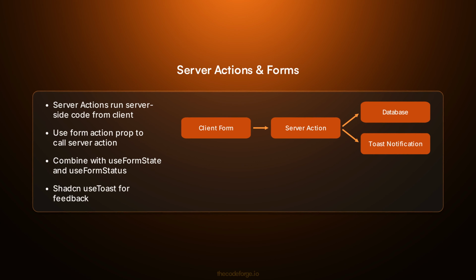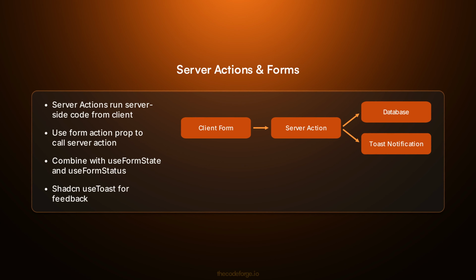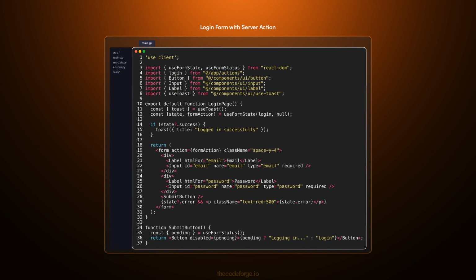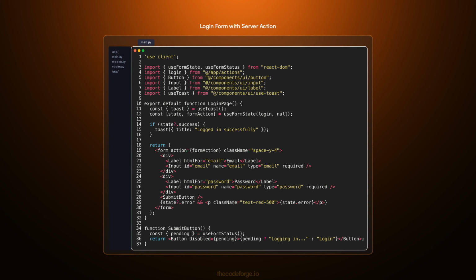Next.js server actions allow you to run server-side code directly from client components. Combine them with Shadcn forms for seamless mutations without API routes. This login form uses a server action for submission. The useFormStatus hook provides the pending state to disable the button and show a loading indicator.